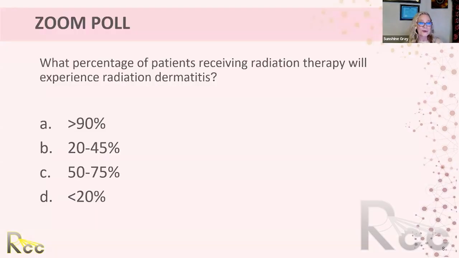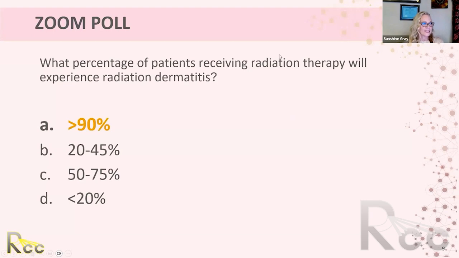So here's your first Zoom poll to make sure you are all paying attention. What percentage of patients receiving radiation therapy will experience radiation dermatitis? Is it A, more than 90%, B, 20 to 45%, C, 50 to 75%, or D, less than 20%?